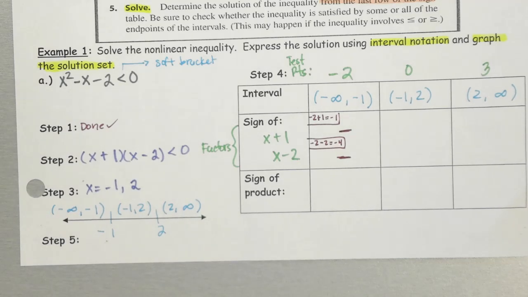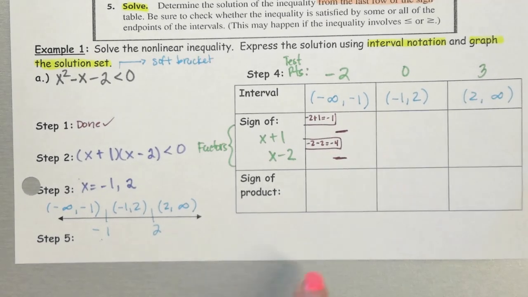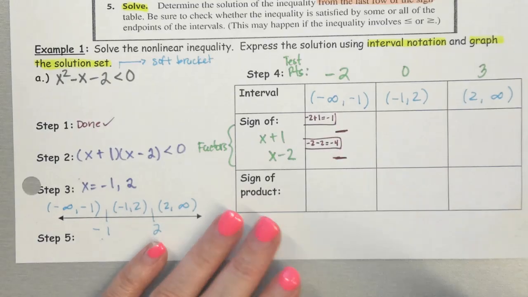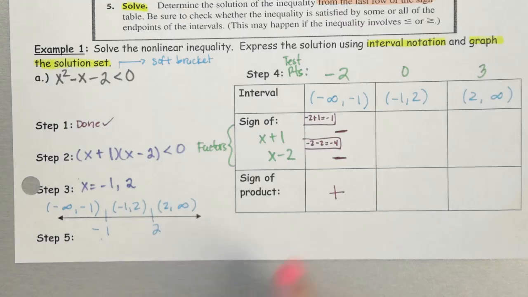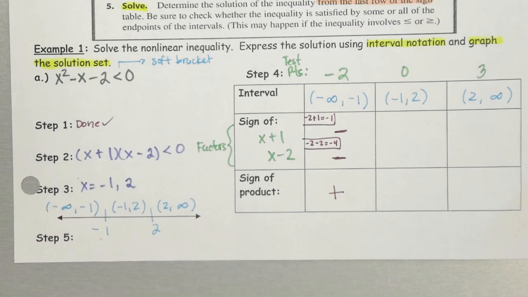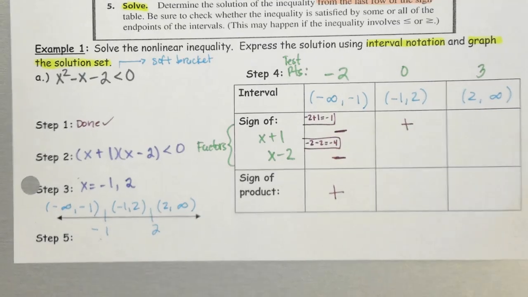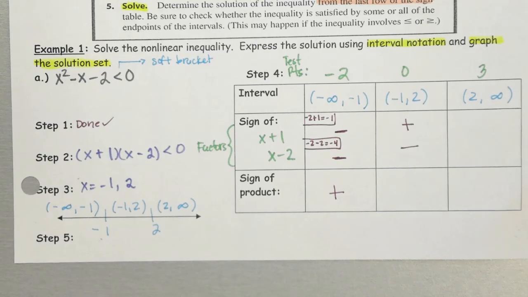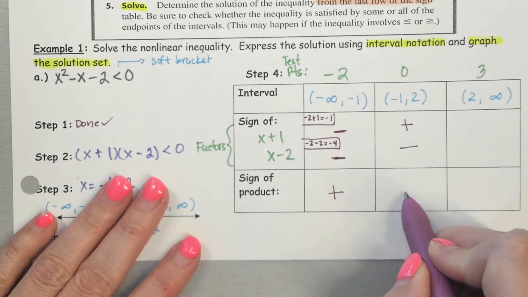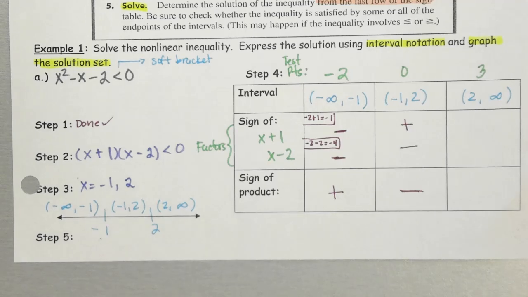The last row is the sign of the product. When there's just two, you can just remember, hey, if you have a negative times a negative, it's going to be a positive. Okay, so let's do this one with mental math, where we're just plugging them in. So if you plug in 0, 0 plus 1 is a positive. 0 minus 2 is a negative. A positive times a negative is a negative. Okay, and then can you go ahead and do the last row for me? Left column.